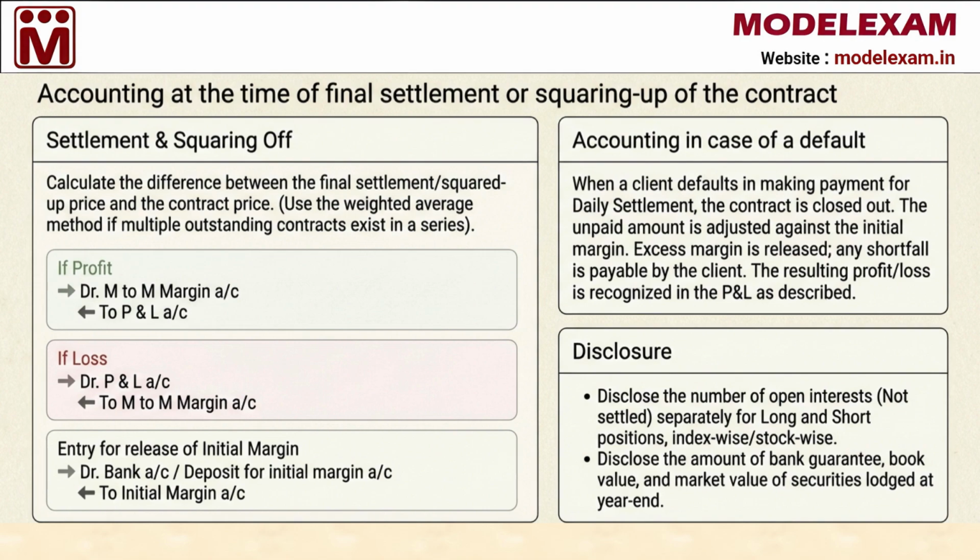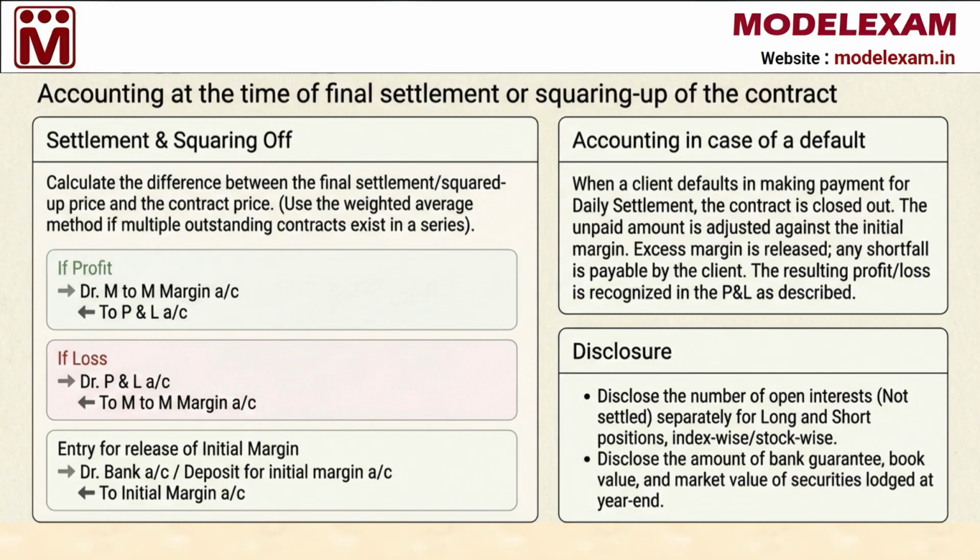Now, let's look at what happens when a contract finally ends, which we call final settlement or squaring off. You calculate your total profit or loss by comparing the final price to your original contract price. If you have multiple contracts, you use a weighted average to find the result. Once the deal is finished, your initial margin deposit is released back to your bank account and the final profit or loss is moved to your P&L or profit and loss statement.